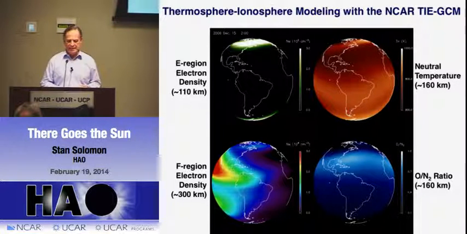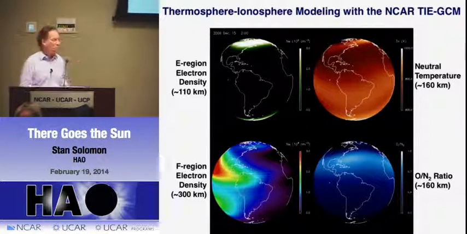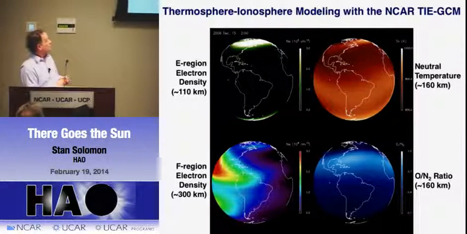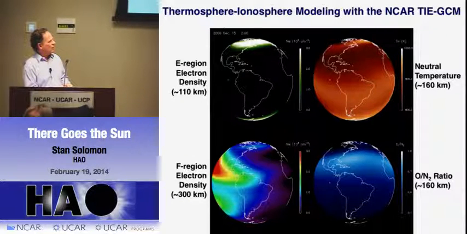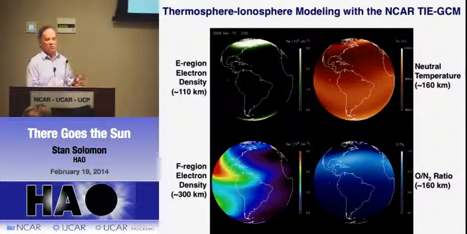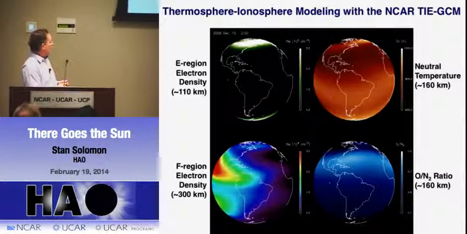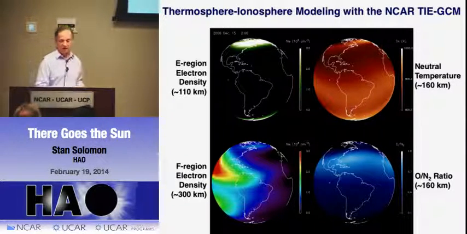This is actually the famous AGU storm of 2006. This is the lower ionosphere, the E region. This is where the aurora deposits most of its energy. And neutral temperature. The O to N2 ratio, remember I said these are the two major species in the upper atmosphere, and their ratio is indicative of vertical motions in the atmosphere. And then this is what comes out of all that: changes in the upper ionosphere, the so-called F region.